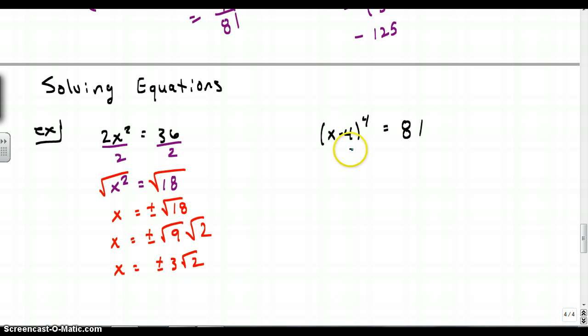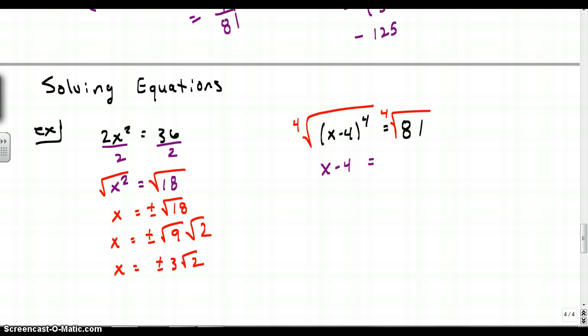So the next example, I don't have to divide by anything because I already have this quantity by itself, but I want to get rid of this fourth power. Well, to get rid of a square, we took the square root. Well, to get rid of the fourth, we're going to do the same process. It's just now we're taking the fourth root. So I'm taking the fourth root of this quantity to the fourth. That's just going to give me the quantity, x minus 4. And I'm taking the fourth root of 81.